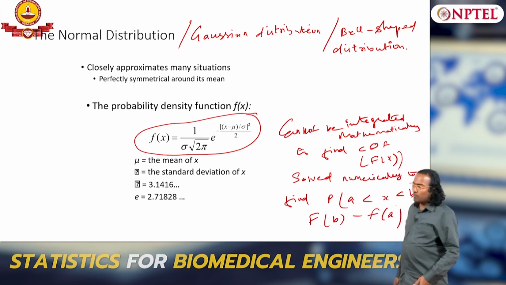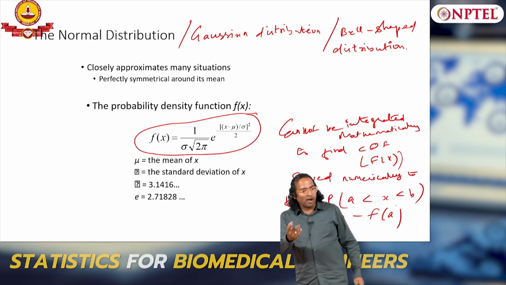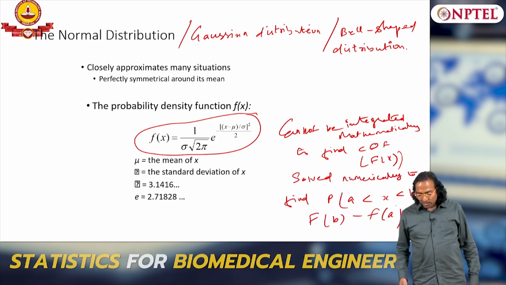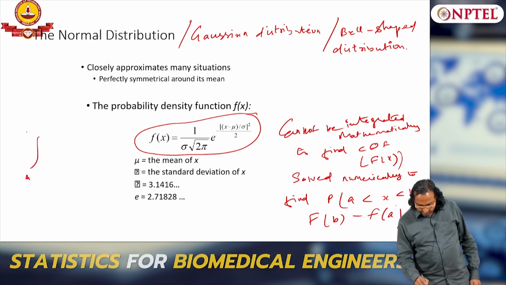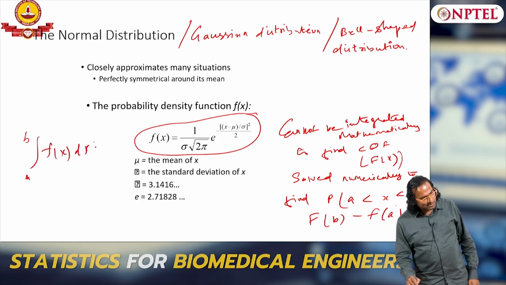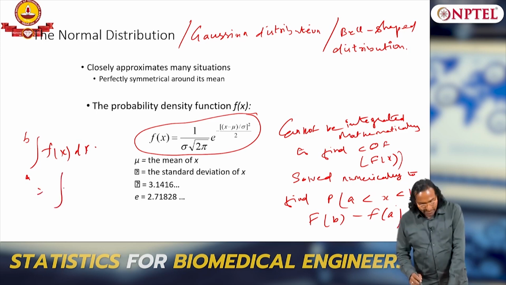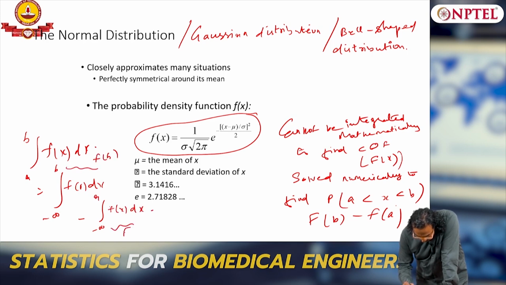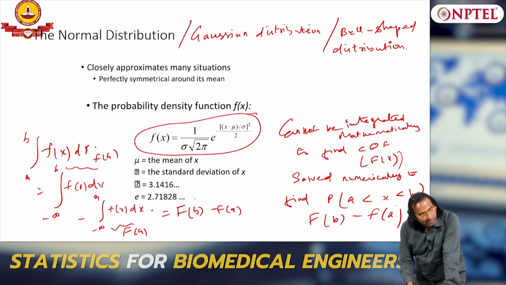For a discrete case, the probability distribution function is at one point. For a continuous case, I told you, probability of A less than x less than B. So how do I compute this? I have to integrate f of x dx between A and B. I can write this as the integral from minus infinity to B of f of x dx, minus the integral from minus infinity to A of f of x dx. This is nothing but F of B and this is nothing but F of A. So you have F of B minus F of A. That is where the CDF becomes important.